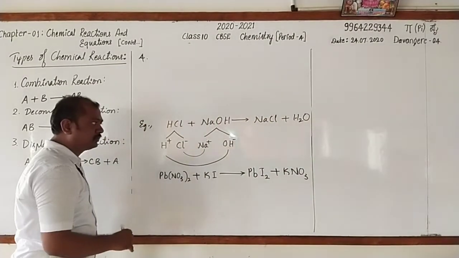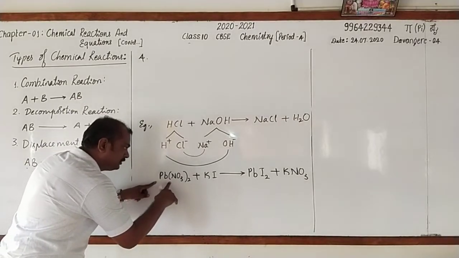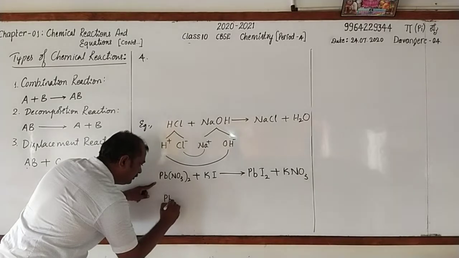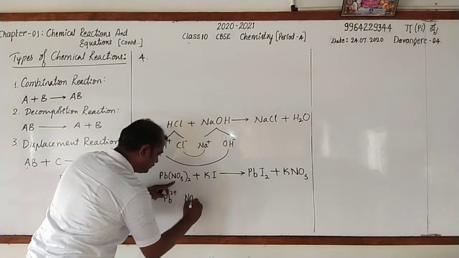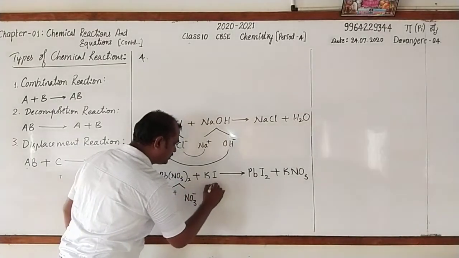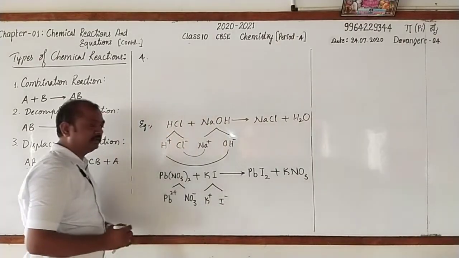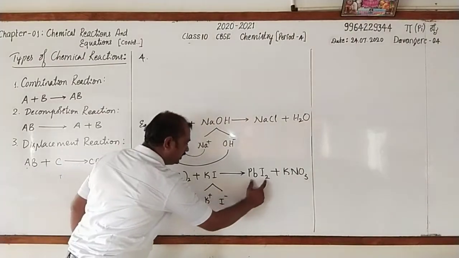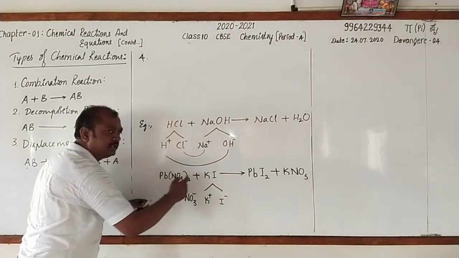Observe here also, you can notice that the ions present in this compound are Pb 2 plus and NO3 minus. What are the ions present in potassium iodide? It is K plus and I minus. Here lead iodide is formed by exchange of ions from these two compounds.